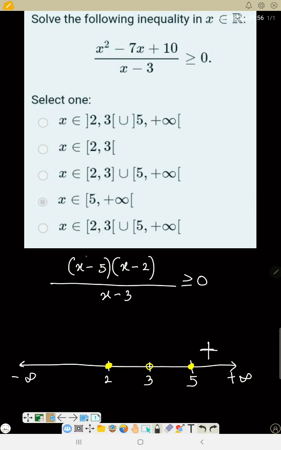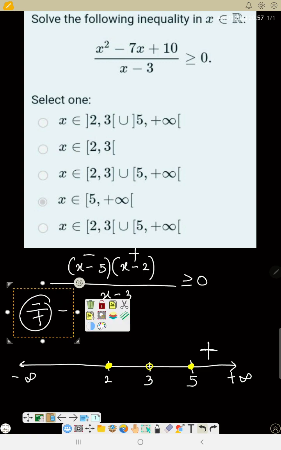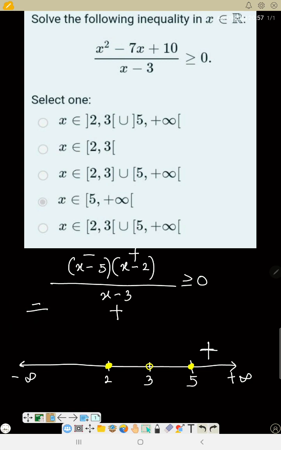So that is a negative sign. 4 here again: 4 minus 2 is plus 2, that is positive. 4 minus 3 is 1, that is positive. Now, minus times plus is what? Minus. Minus divided by plus is minus. That means the second sign here is minus, between 3 and 5.